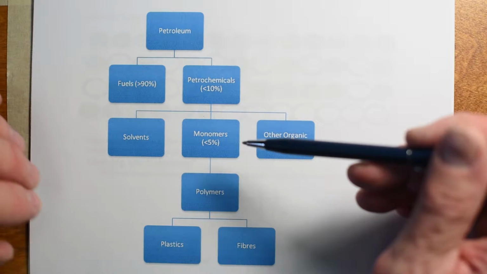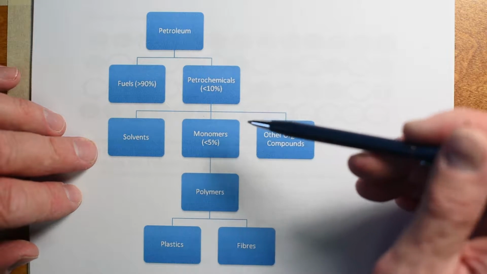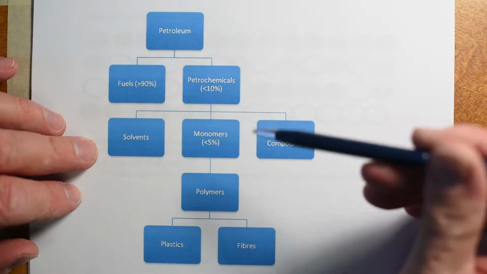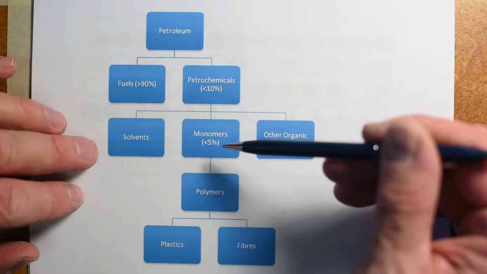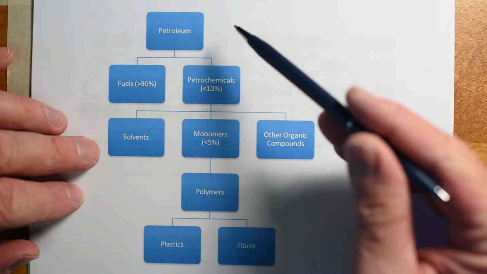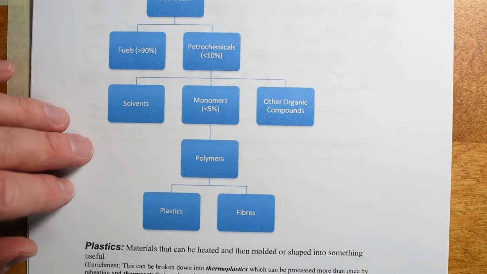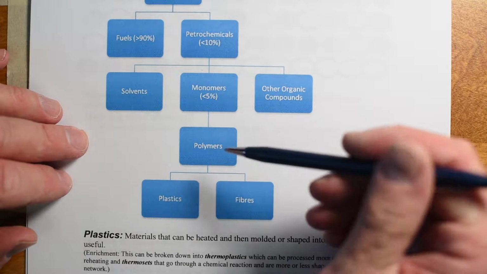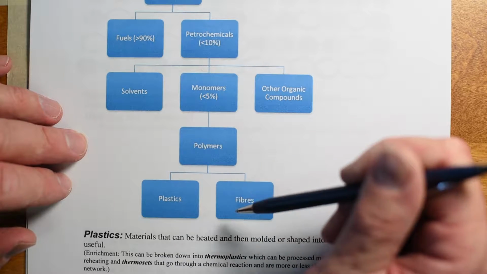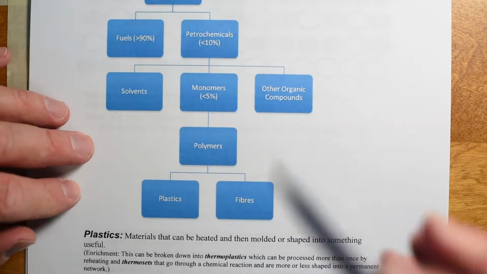Okay, so I know that there's lots of bad press about plastics and that kind of thing, but it really is a very small amount of what goes into an oil well. We would probably do better to cut down on our fuels. Anyway, of the monomers, we can either make plastics or fibers from polymers.